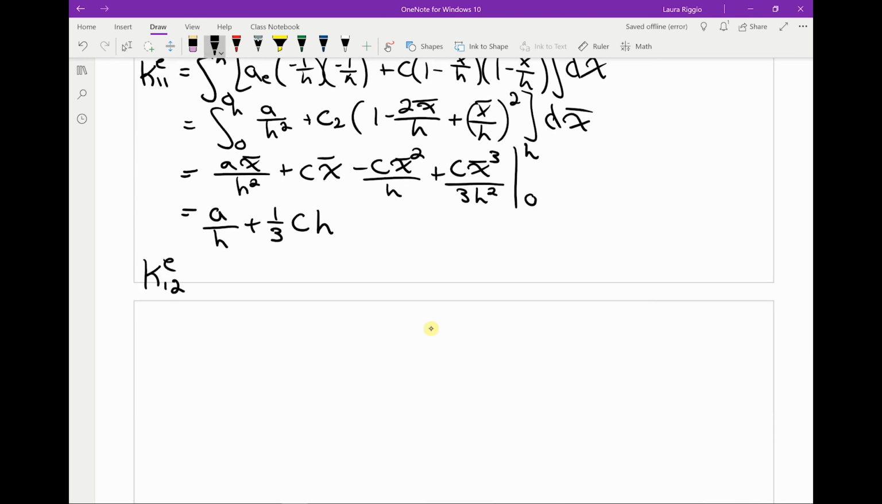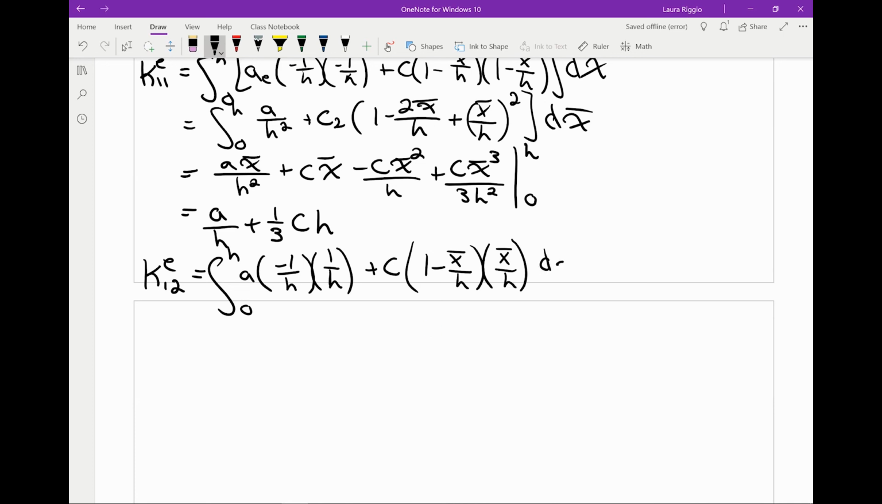Similarly, K12 will be the integral from 0 to h of a times minus 1 over h times 1 over h, plus c times 1 minus x bar over h times x bar over h dx bar, which is equal to minus a over h plus 1/6 ch, which is also equal to K21, which is what causes our symmetry. Don't believe me? Do the math.